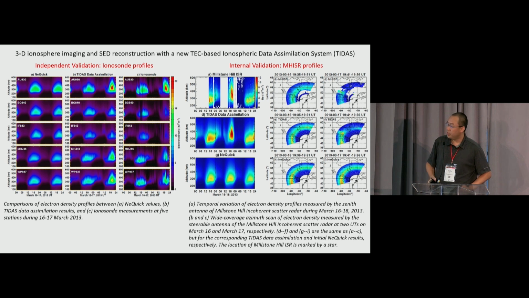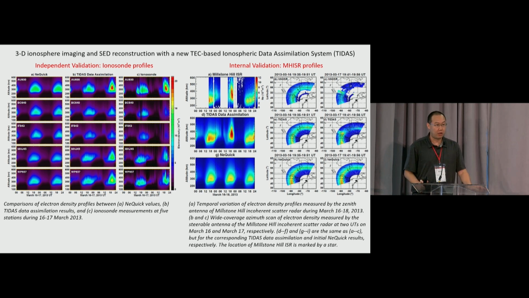And we're also using independent validation. Here we show the ionosphere variation, the electron density profiles from 5 different stations. You can see here, the background NE-quick model has merely captured the general diurnal variation of the electron density profile without clear difference between the quiet day and the storm day. However, the TIDAS data simulation results provide a very good representation of the storm day enhancement of the SED plume.